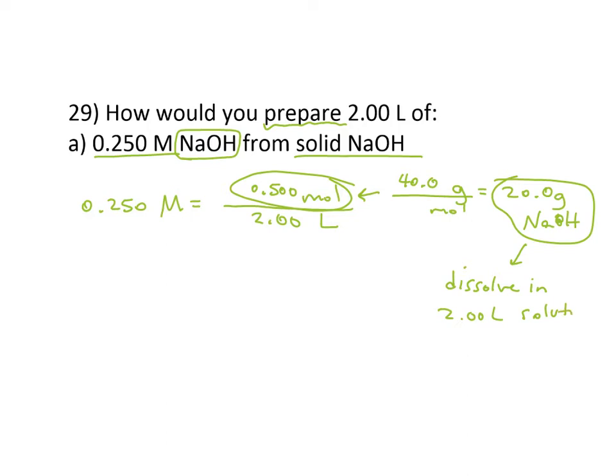Now, just for the record, how you would do this in real life is you would get what's called a volumetric flask. A volumetric flask is a flask that has a very long neck, and that mark right there you'd have to get for the specific volume you want. So in this case, it would be a 2-liter volumetric flask. You would put your sodium hydroxide right in here. Okay, they're solid. And then you would fill up the water all the way to the mark. So the answer would be dissolve 20 grams of NaOH in 2 liters of solution using a volumetric flask. Okay, now we'll go to the next page.